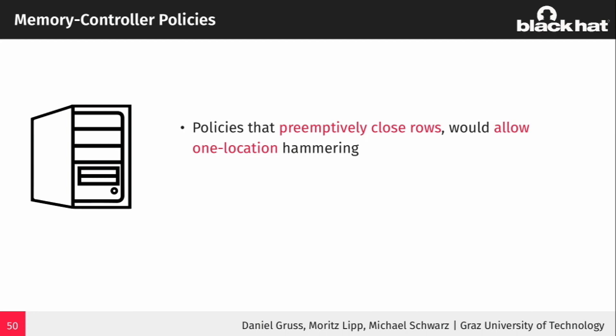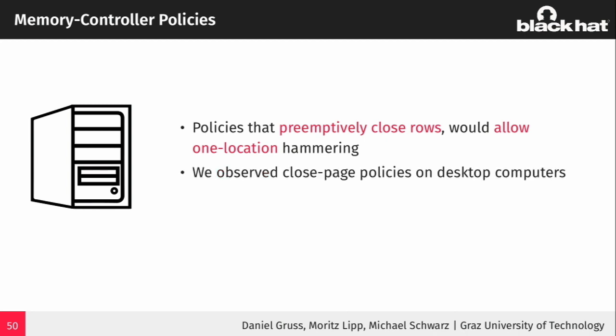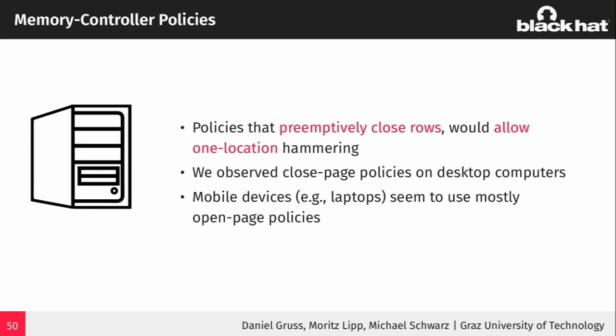So where can we find which policy? We can test that. We can run a side channel attack again and measure which policy is used. But first, to sum it up, when we have a policy that preemptively closes a row, this would allow one location hammering. We found closed page policies mainly on desktop computers, and on mobile devices, they seem to use the open page policy most of the time.